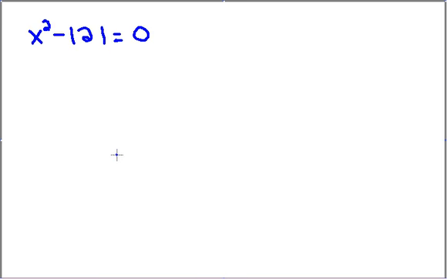Let's take a look over here at one more. We have x squared minus 121 equals 0. This is already in standard form. What we need to do now is to go ahead and factor this. And what we should be able to notice here is this is the difference of two squares. So that's going to factor into x plus 11, because 121 is the square of 11, and x minus 11. That's the factorization of x squared minus 121.